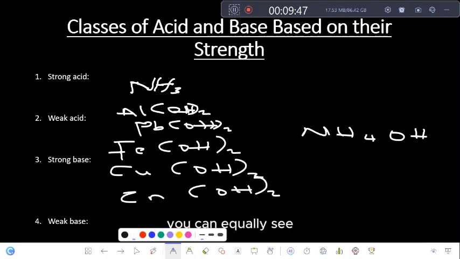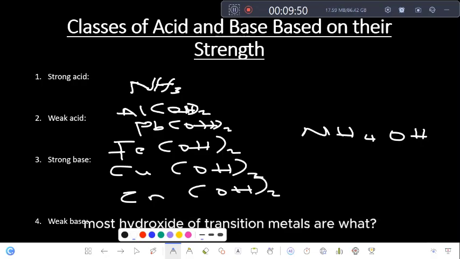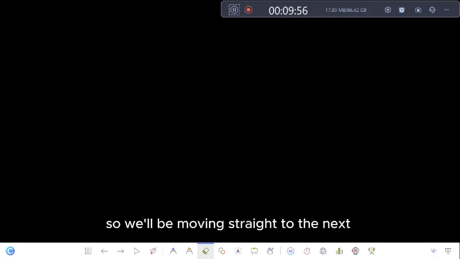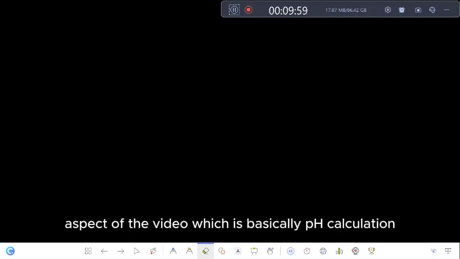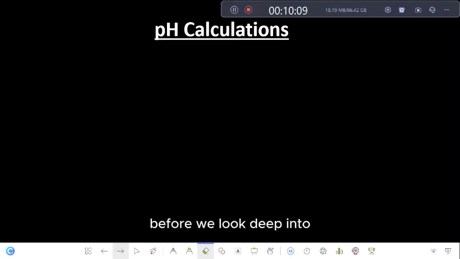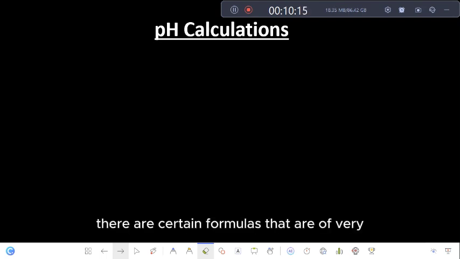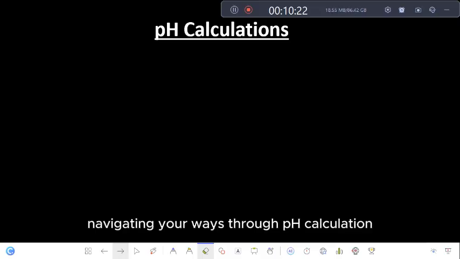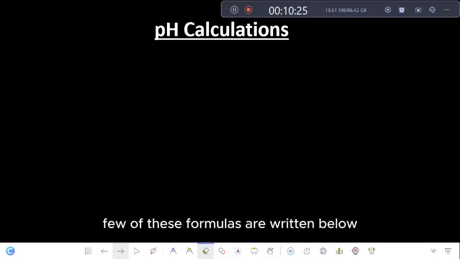You can equally say most hydroxides of transition metals are what? Weak bases. So we'll be moving straight to the next aspect of the video, which is basically pH calculation. Before we look deep into some questions from this section, there are certain formulas of very big importance in navigating your way through pH calculation. Few of these formulas are written below.